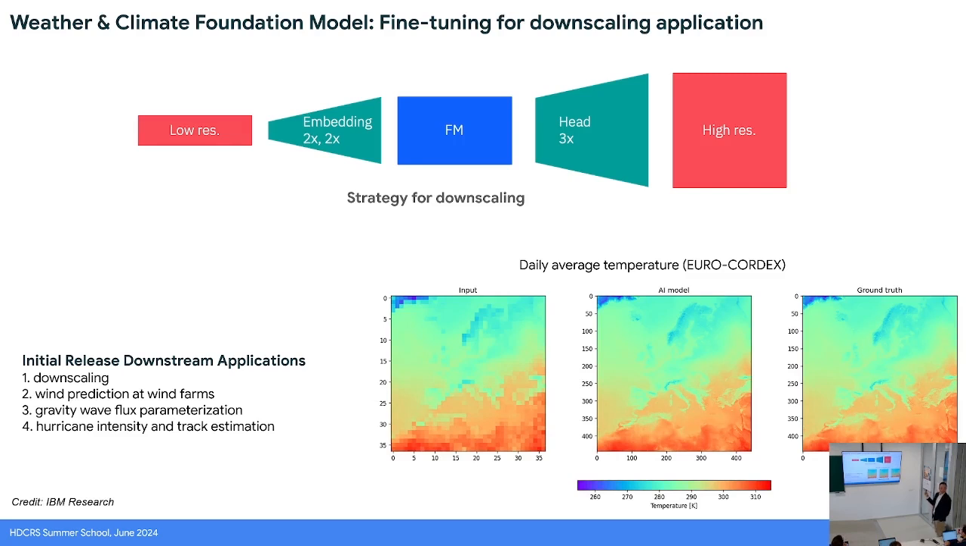So this is a downscaling application from IBM using the foundation model for weather forecast. It was trained on NASA's MERRA-2, 40 years of NASA MERRA-2 dataset. But now you can use it to downscale something like the Eurocordex dataset, which is from European, I believe this is 12x downscaling. So truly, you can see it visually, right, the results.